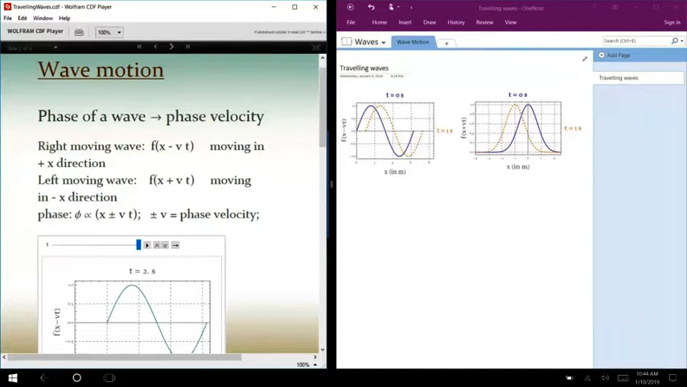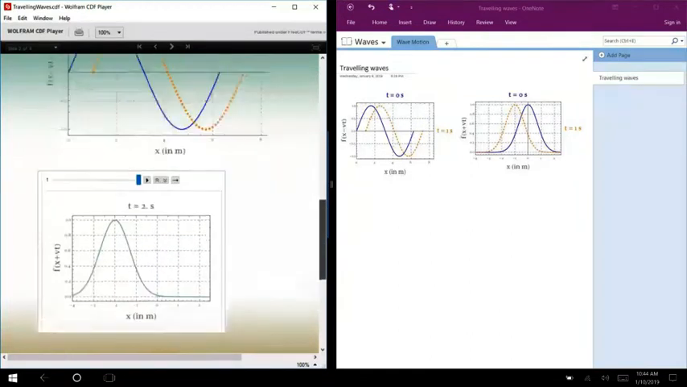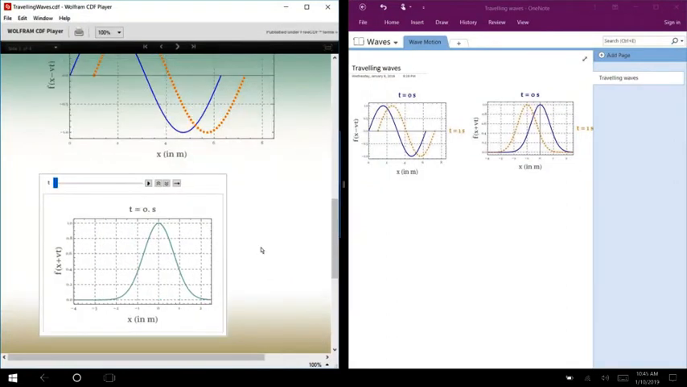And similarly, if I have a function that looks like f of x plus v times t, that's going to be moving in the negative x direction. So let's see an example of that. This is an example of a function that looks like f of x plus vt. Unlike the previous plot, this function is no longer sinusoidal. This is a different function. I've just specifically picked a different function so that I can convince you that as long as the function looks like f of x plus vt, it's still going to be moving to the left.